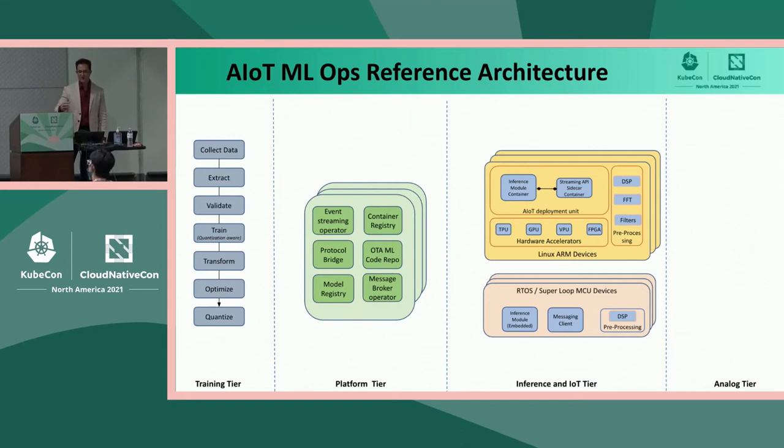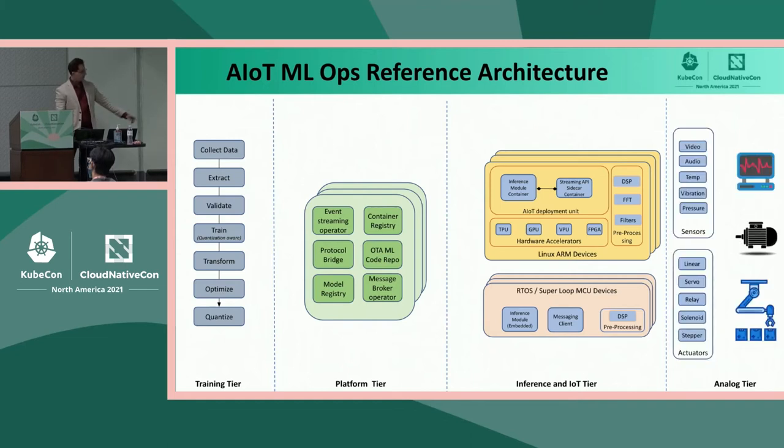And these devices are extremely small. They don't have file systems and gigabytes of memory. They need special attention, and the architecture and the reference solution I'll show you addresses those concerns. These devices run inference modules embedded, and these inference modules then communicate over MQTT to the rest of the system.